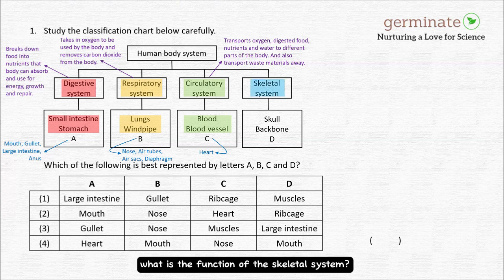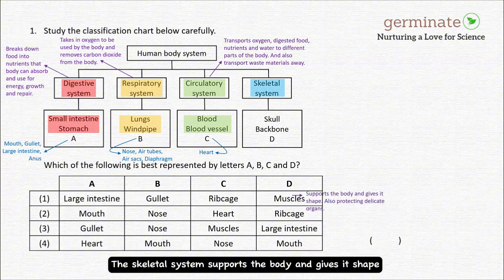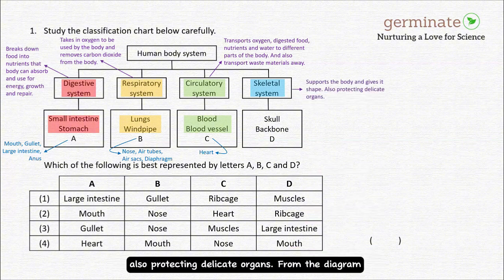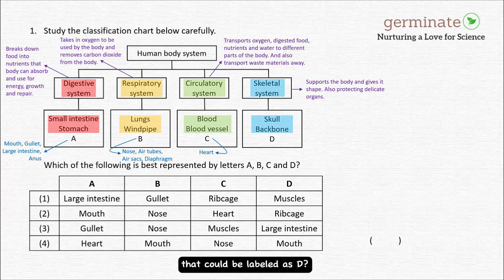Let's move on to the last system, the skeletal system. Can you recall what is the function of the skeletal system? The skeletal system supports the body and gives it shape, also protecting delicate organs. From the diagram, the skull and backbone are listed as organs under the skeletal system. Do you know what other organs make up the skeletal system that could be labeled as D? They include the rest of the 206 bones in the body, including the ribs.